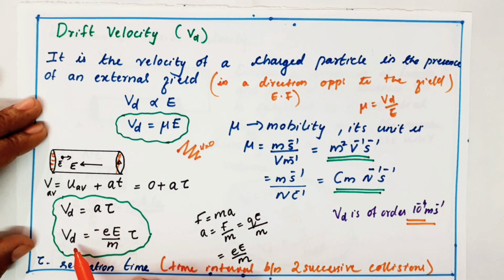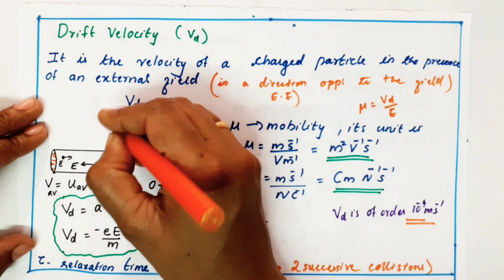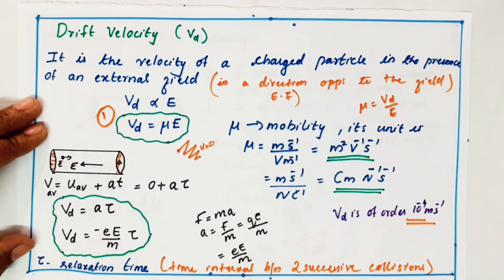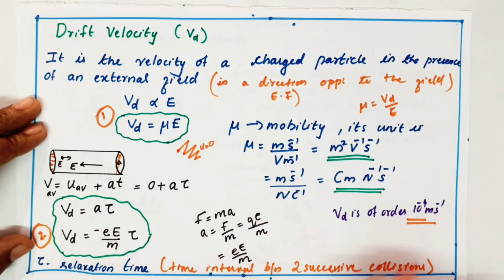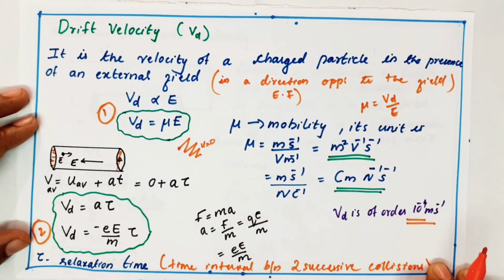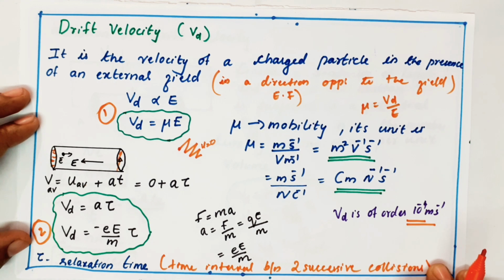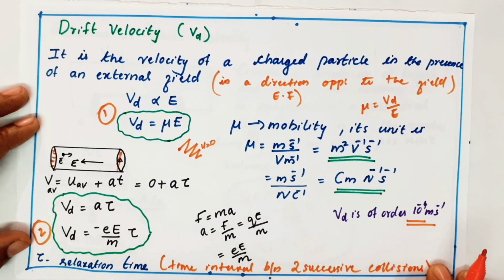So I am writing Vd equals minus eE by m into tau. Why minus? Because the charge we are writing it as minus e. So for drift velocity, I got two equations from this page. One is mu E, that is in terms of mobility. Another one I got as minus eE by m into tau, where E is the electric field.